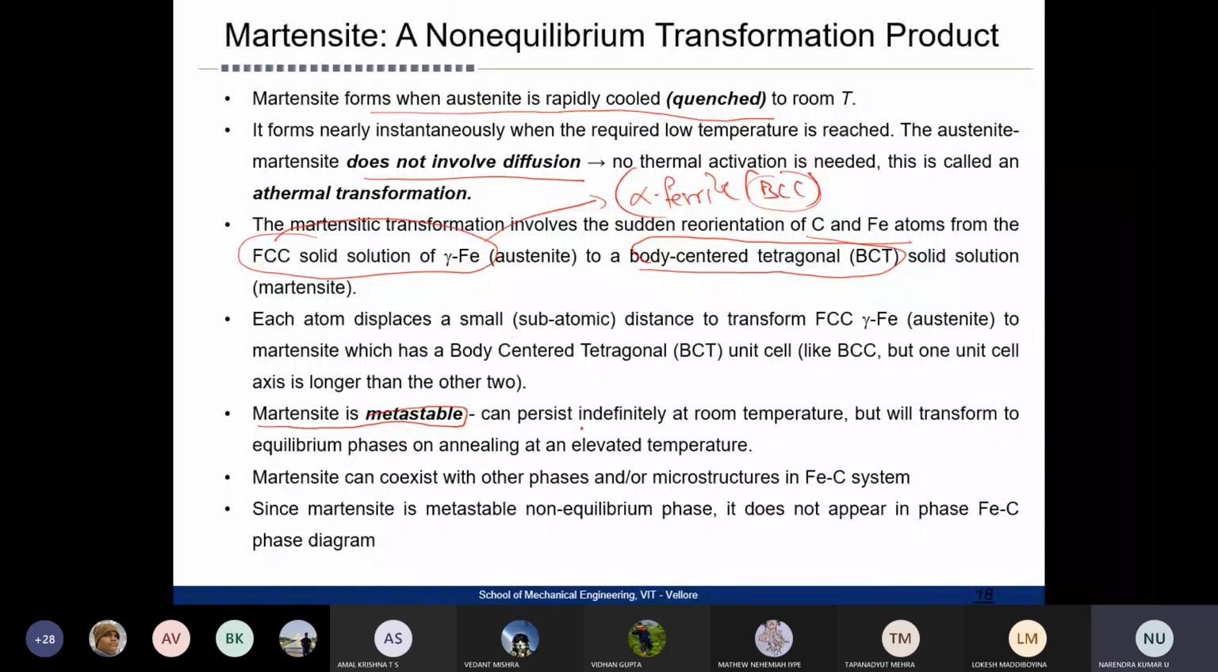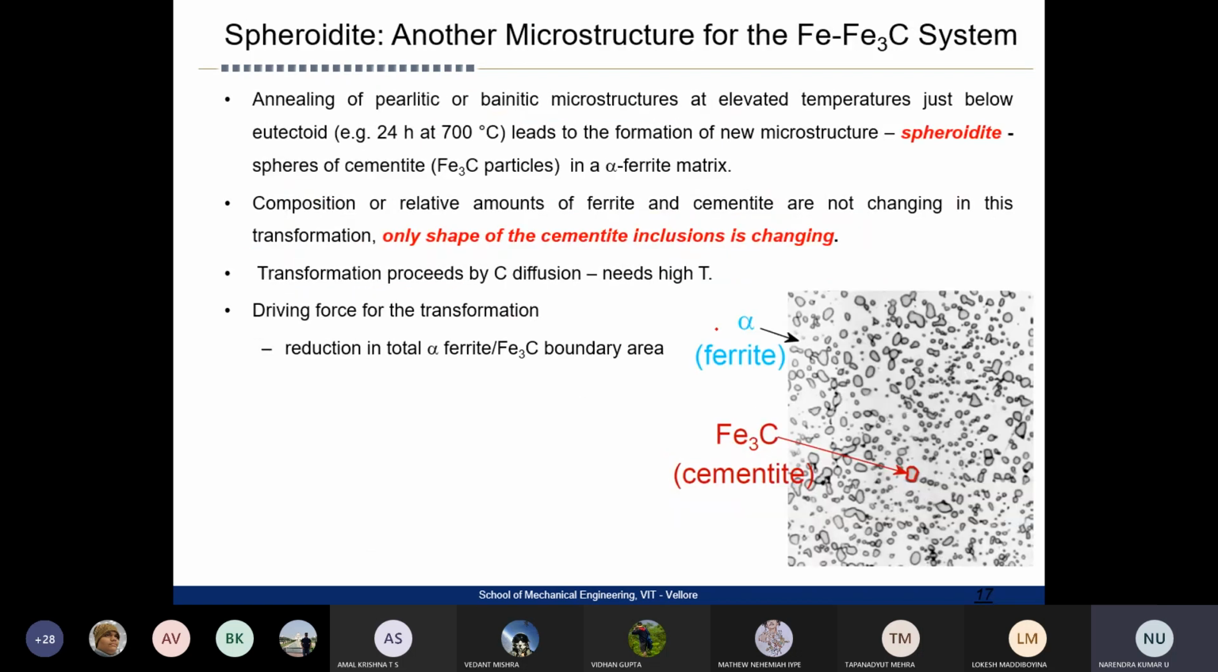That means it can be there as martensite indefinitely at room temperature, but it is going to transform to an equilibrium phase if you do annealing at elevated temperature. So transforming to an equilibrium phase means it can get converted to pearlite or any other structure if you anneal the sample at elevated temperature, as we saw for our spheroidite structure.